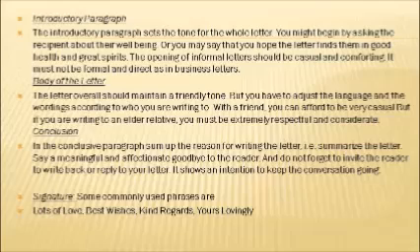After conclusion, it comes your signature. Some commonly used phrases are lots of love, best wishes, kind regards, yours lovingly, etc.